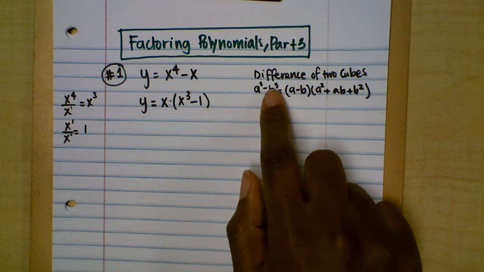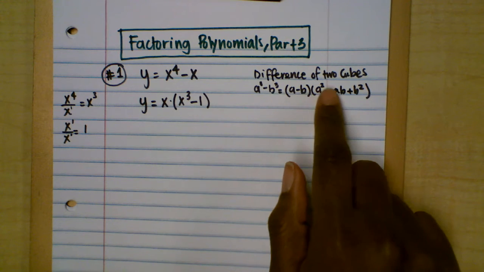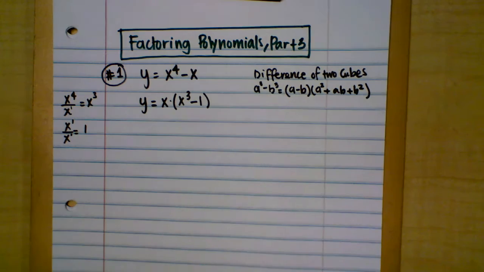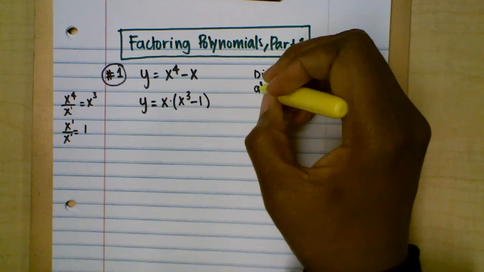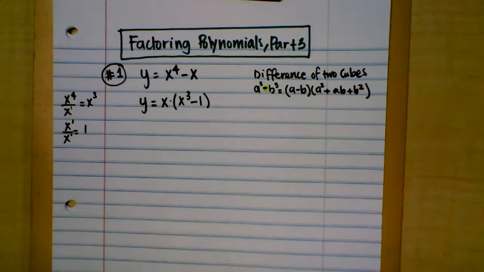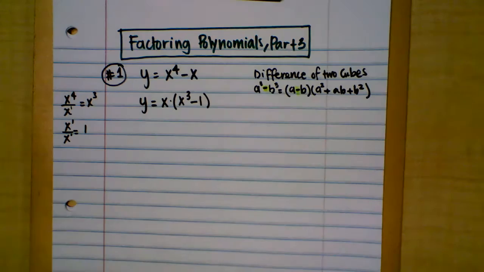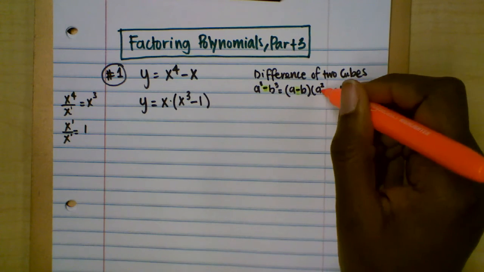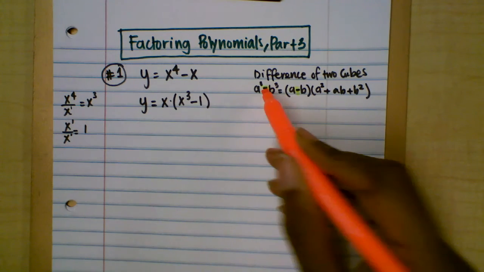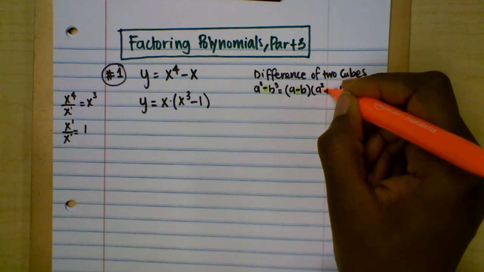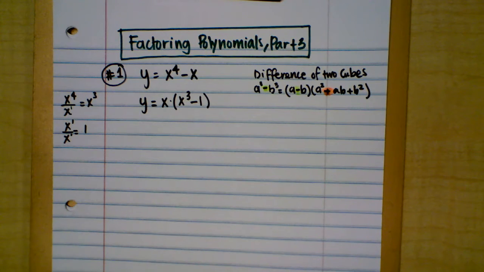If you have two numbers that can be written as cubes, you can factor it as two factors. If you notice, the first factor is going to have the same sign as the subtraction in the difference of two cubes. And what is going to be different is here. So here is the opposite of what you have right here. I just wanted to point that out to you. It's going to be the opposite.